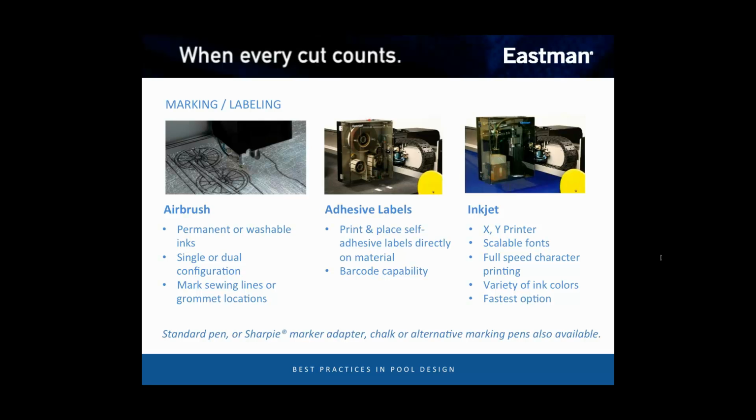The other 2 marking systems that you see are the adhesive labels and the inkjet. The adhesive labels are exactly what they sound like. It's an adhesive label, and it prints on it and then pushes it down onto the material or the pattern that you're actually cutting out. The inkjet system is similar to the airbrush. However, it does a crisper type label for the marking, and it'll go in multiple directions as it's marking. Typically, this is something that's used in the aero industry. Next, Matt.